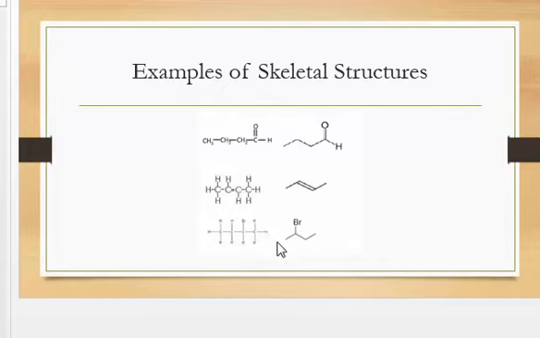When translating from a skeletal structure to a condensed or Lewis structure, add the hydrogen atoms last and add as many as you need so that each carbon has 4 bonds.